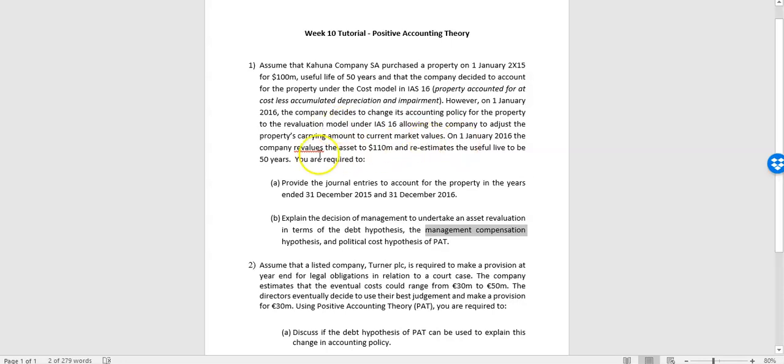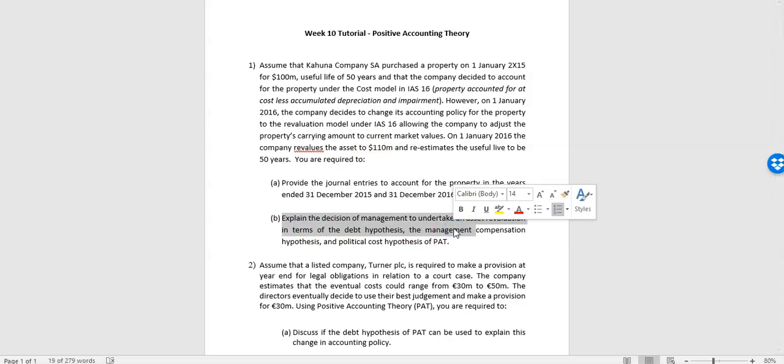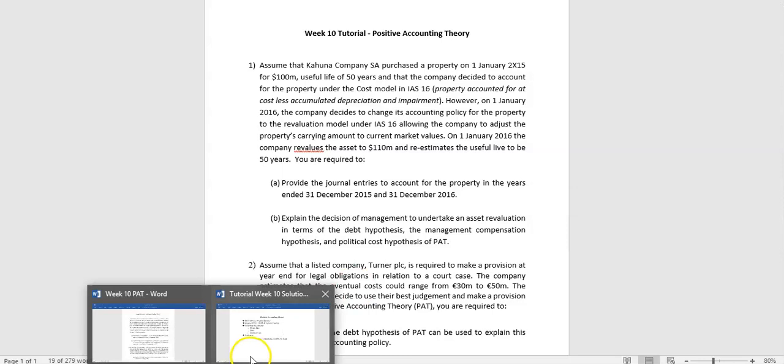And what we're looking at here is we're asked to do the journal entries in 15 and 16, and then we're doing the revaluation journals as well, and then explain whether this makes sense under each of the hypotheses. So let's start initially with the journal entries. Quick revision of IAS 16, but this is often how this question appears in practice, because you will be asked to integrate it into a core accounting technical concept.